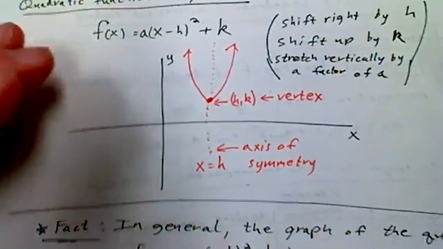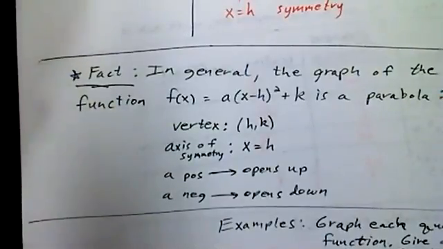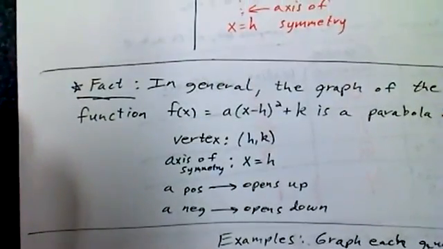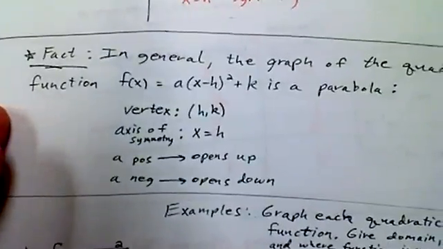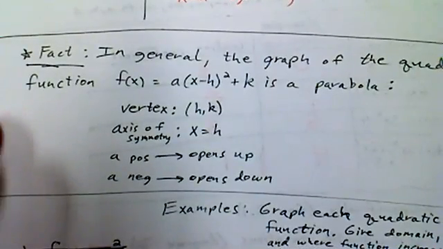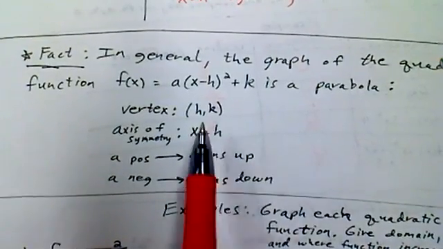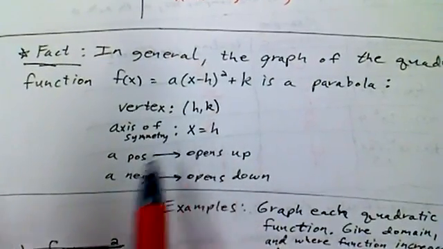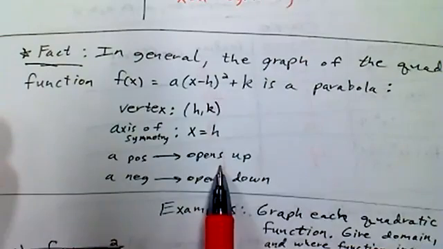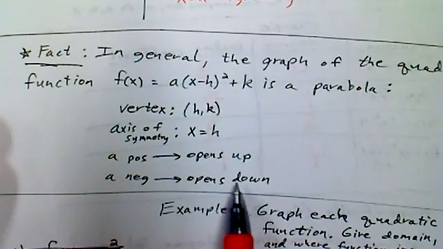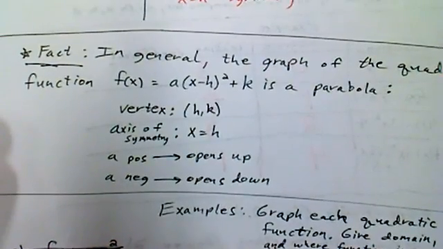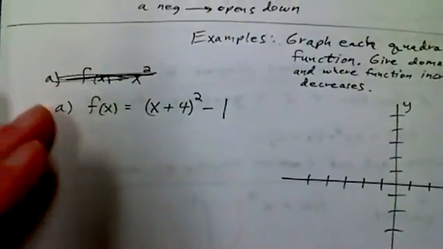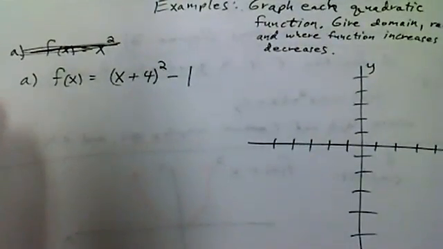So in general, the graph of the quadratic function f of x equals a times x minus h, quantity squared, plus k, is a parabola with vertex (h, k), axis of symmetry x equals h. If a is positive, it opens upward. If a is negative, it will open down. Okay, so let's look at a simple example right here. Okay, this is in that nice form.